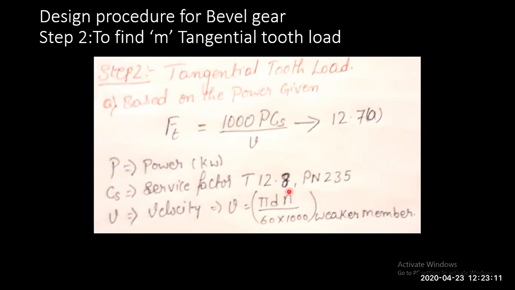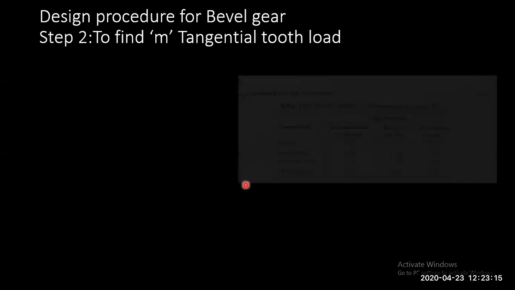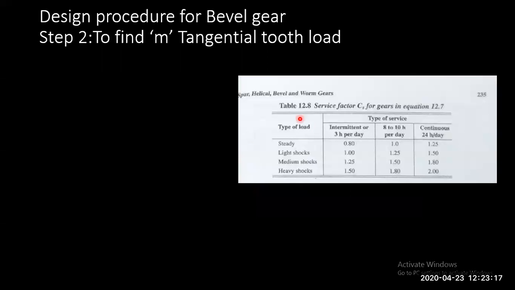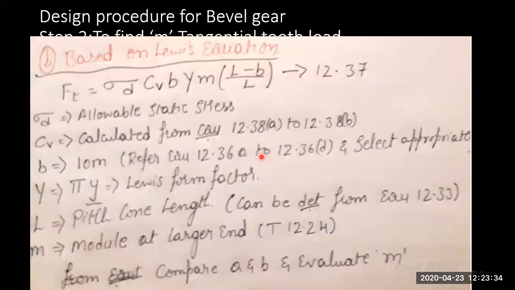Then for the service factor, you refer to table 12.8. That 12.8 is this thing. We have used this in both spur and helical, depending on the shock conditions, type of load, and how many hours it is used per day. Depending on these two, whichever is given in the question, we source that information.